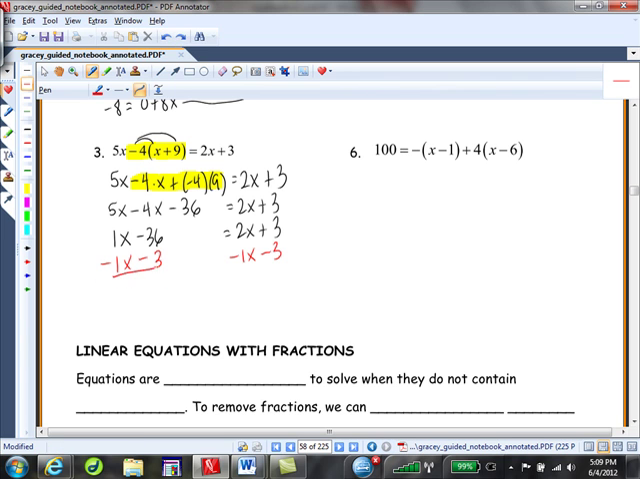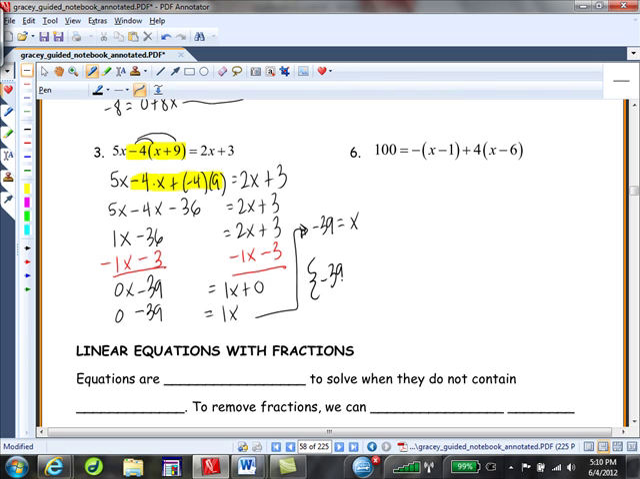Whoopsie. So now we will have 0x's minus 39 is equal to 1x plus 0. 0 minus 39 equals 1x. Negative 39 equals x. And that's what we put in our roster notation. Negative 39 is the solution to that equation. Very good.